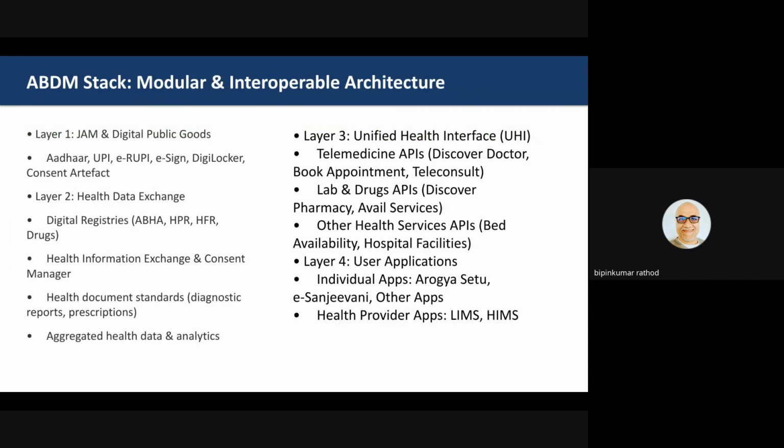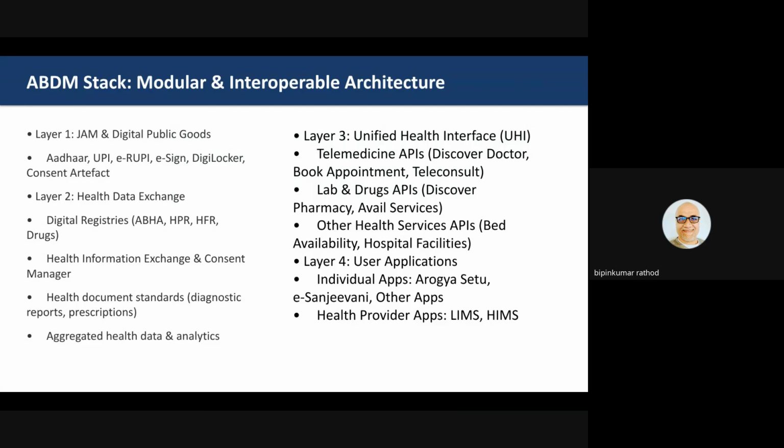Next, the ABDM stack. Here is the modular and interoperable architecture. You don't have to go into detail, but you need to remember the 3 layers making this happen. For the ABDM stack, we have 3 layers. The first we already discussed: JAM and DPI, digital public goods. Digital public goods means it's our digital platform.